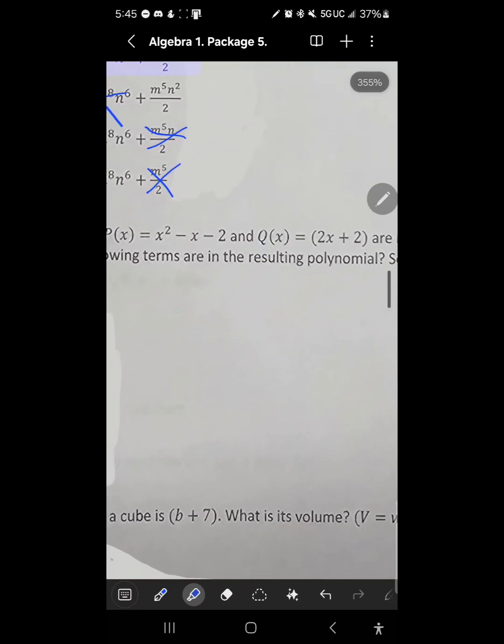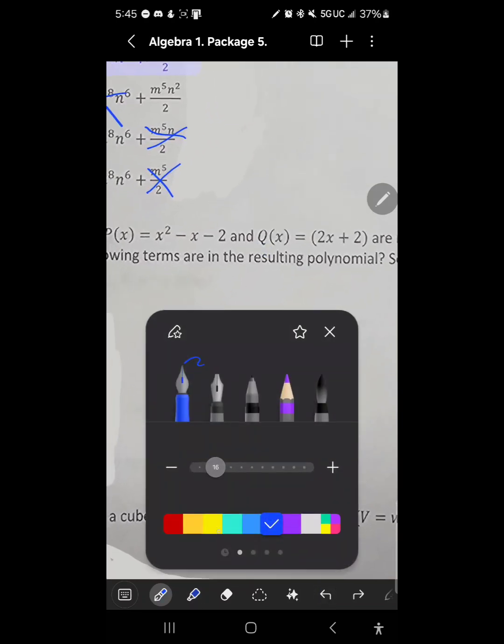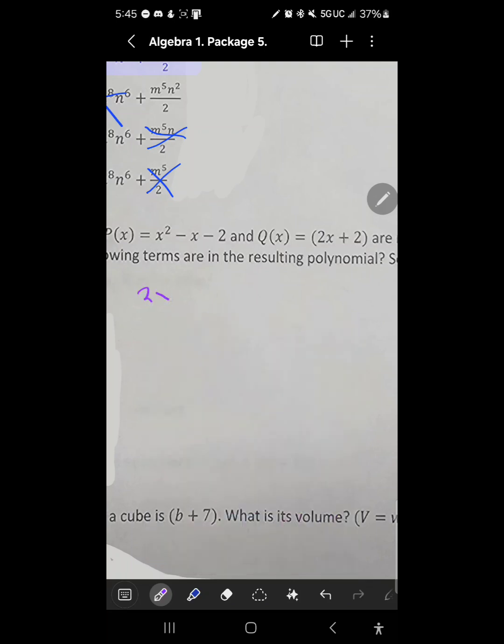We need to multiply these two, so we have x plus 2 times x squared minus x minus 2. So x times 1 is x, x times x squared is x cubed, x times negative 1 is negative x, x times x is x squared... 2 times negative 1 is negative 2, x times x is x squared, and then 2 times negative 2 is negative 4, x times 1, well, it's just x.